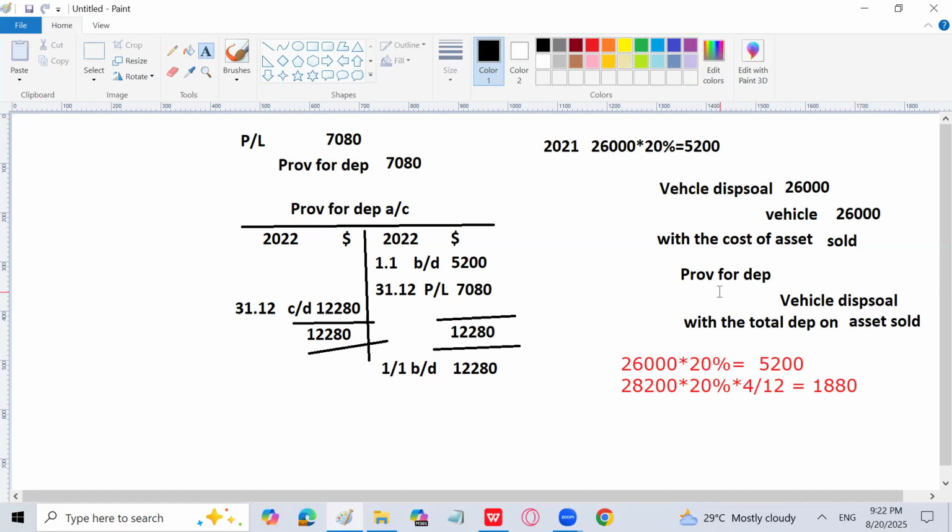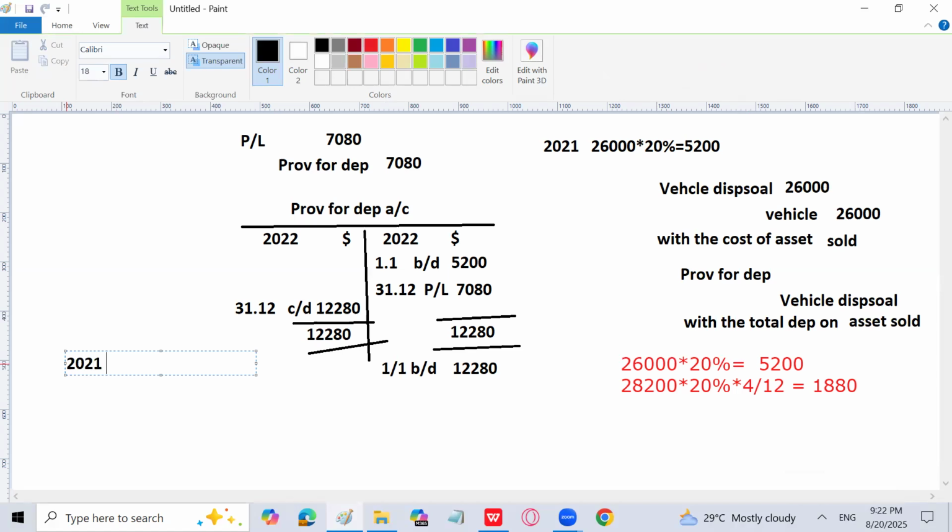I repeat again. We need to calculate the depreciation on the asset sold from the date of purchase till the date of sale. Although we have already calculated it, I will still go for that again. The asset which is sold is used in 2021, 26,000 into 20%, that is 5,200. The asset which is sold is used in 2022, again 26,000 into 20%, again 5,200. The asset which is sold is used again in 2023, but we will not charge depreciation in 2023.